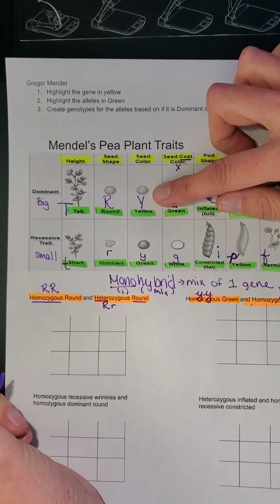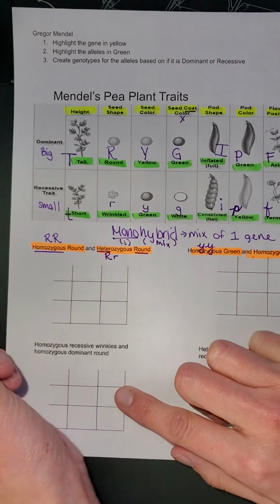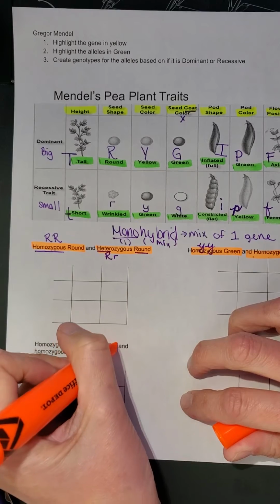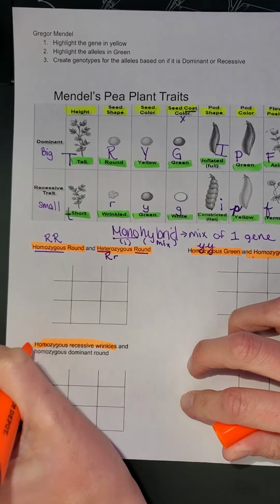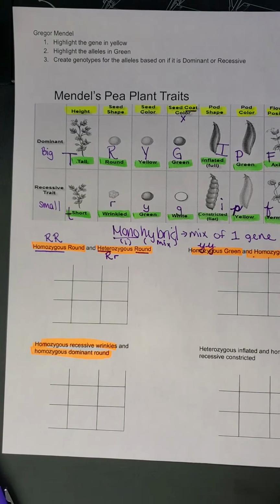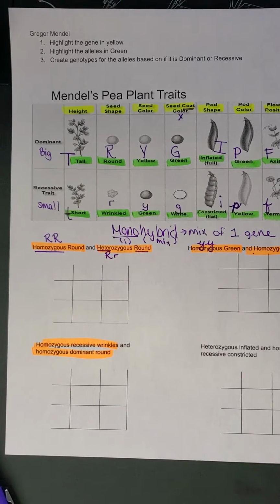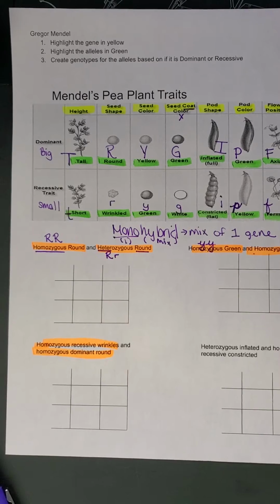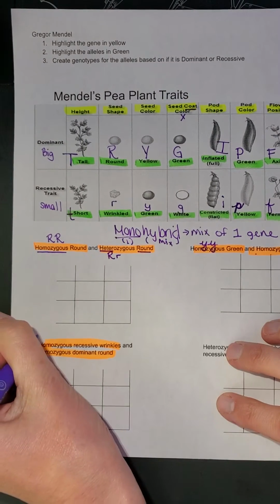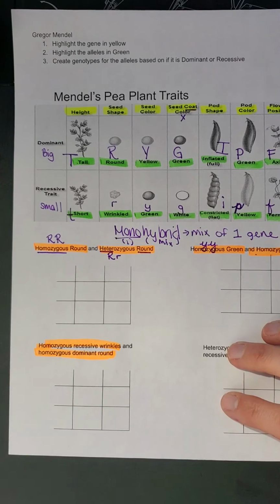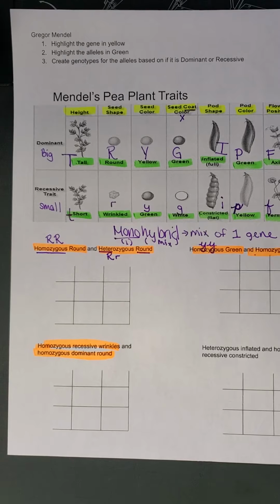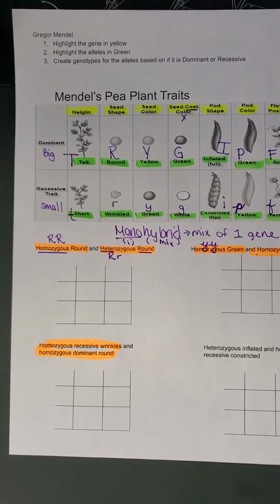Let's do it again. Homozygous recessive wrinkles. Homozygous dominant round. Okay. I'm going to give you 2 minutes with the person next to you to try and figure out the genotype. So we are writing out the genotype. Figure it out with the person beside you for 2 minutes. Sub, we'll go ahead and pause the video.